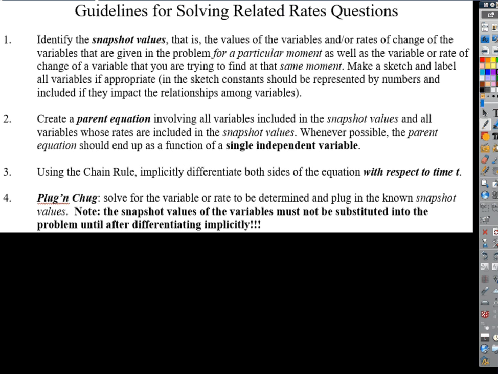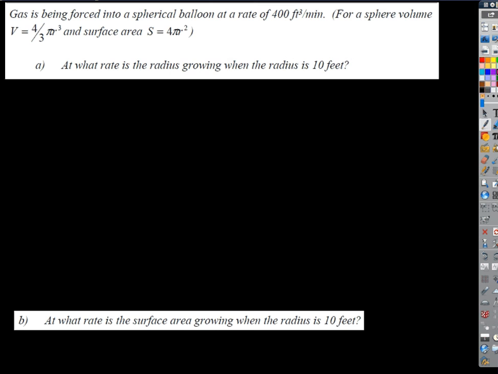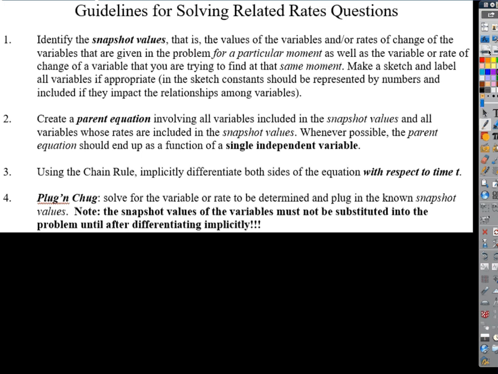So we're identifying the snapshot values. That's to say the values of the variables and/or the rates of change that were given in the problem at that particular moment, at the particular moment in question. So for us, the moment in question is the moment when the radius is 10 feet. That identifies the specific frame in the video that we're interested in. Out of all the infinite frames, that's the one we're interested in. Okay.